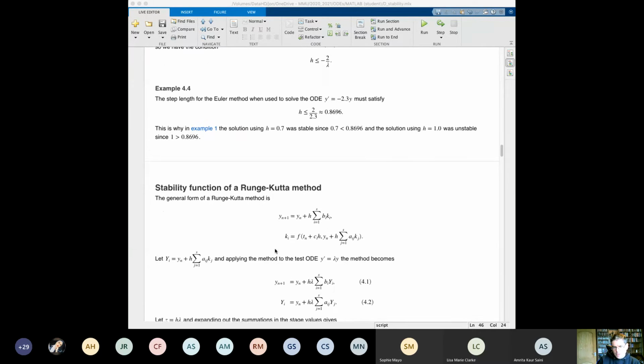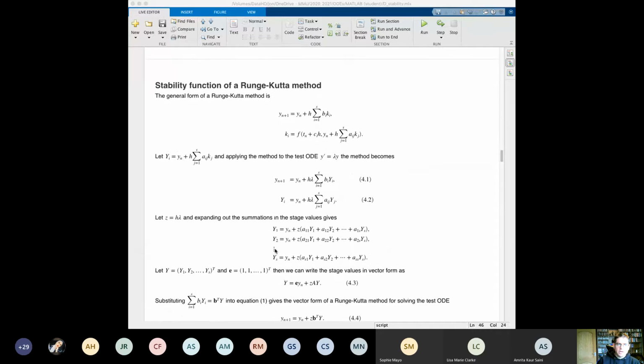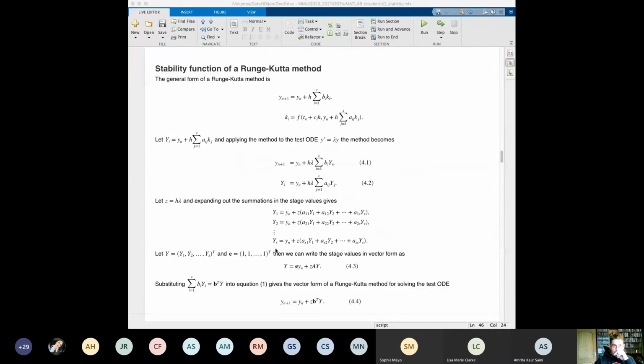Obviously, we're looking at Runge-Kutta methods, and we've got two types: explicit and implicit. So we need to determine stability functions for both of those types. Just to remind ourselves, this is the general form of a Runge-Kutta method. And when we looked at implicit methods, we used this simplification.